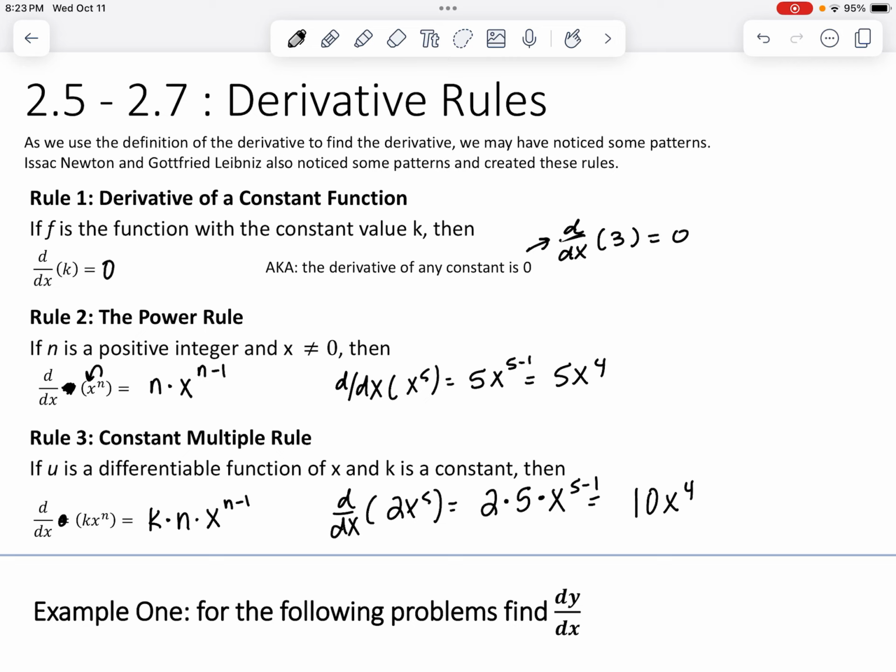Other things we'll see as we go on is that the derivative of two separate terms can be added together to find the derivative of the whole. The difference of two terms, if you find the derivative of those as parts, you can put them together, and we'll learn that in a little bit.